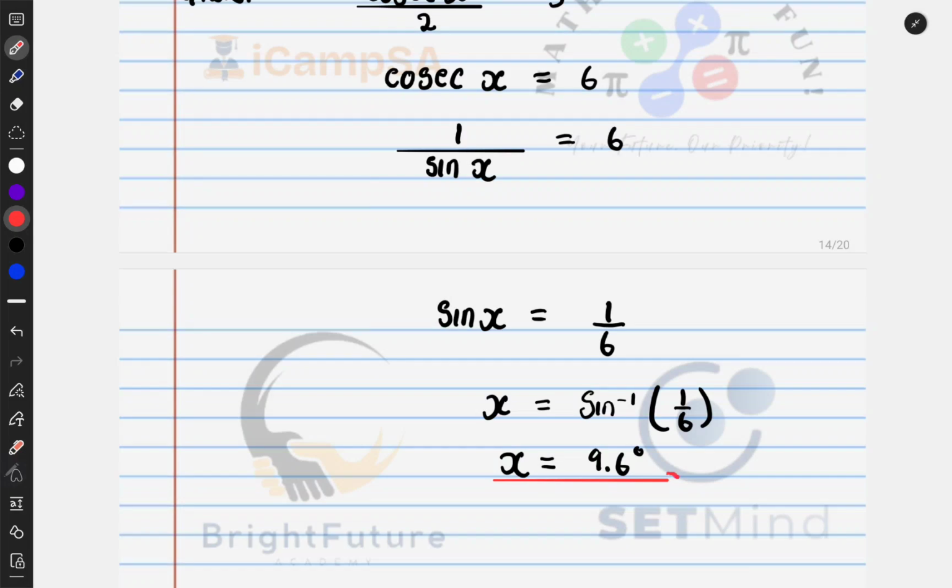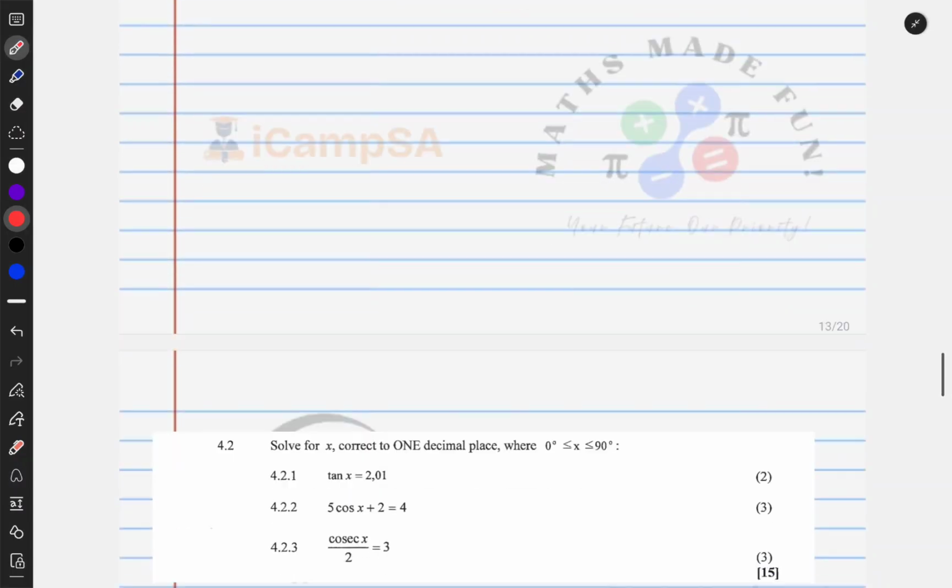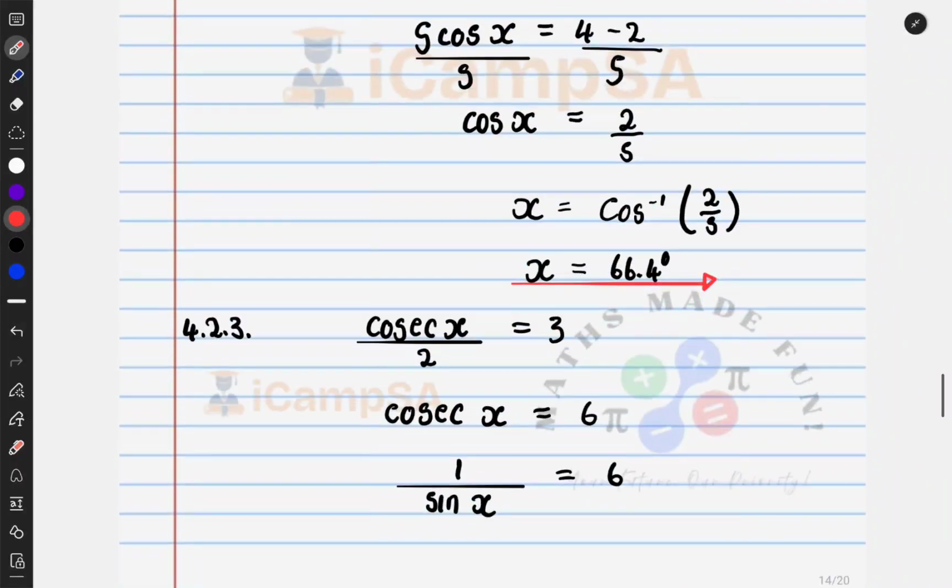And there you have it. Your x. I think this is the last question for question 4.